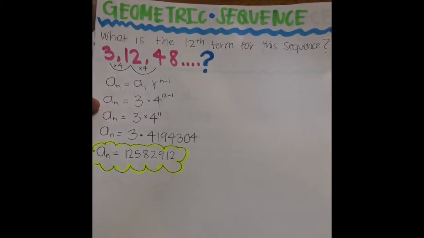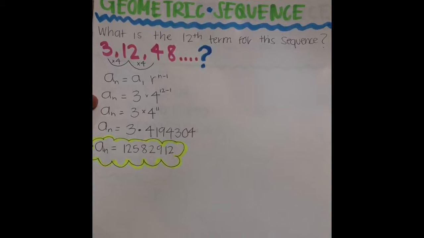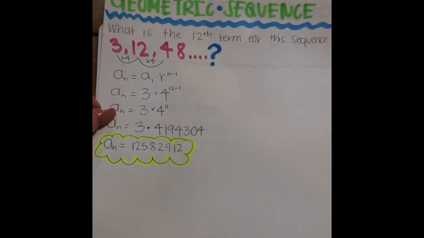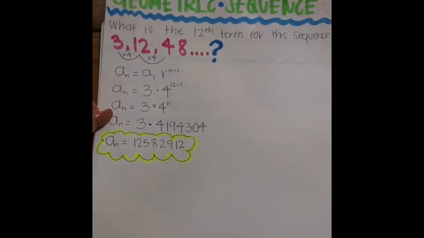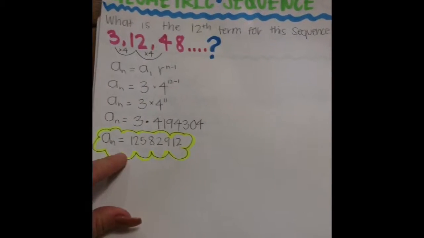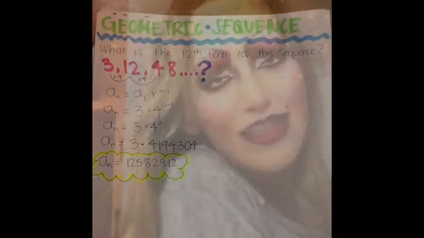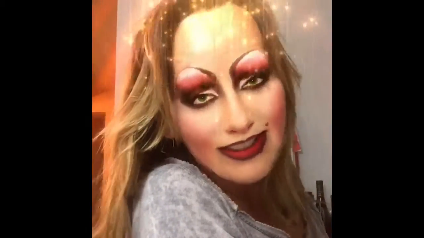Then you're going to plug in the numbers, and you have a sub n equals 3 times 4 to the power of 12 minus 1. And then after you do that, you're going to find what 3 times this number is, and you'll end up with this, and that is what your 12th term is for the sequence. This is problem number 4.